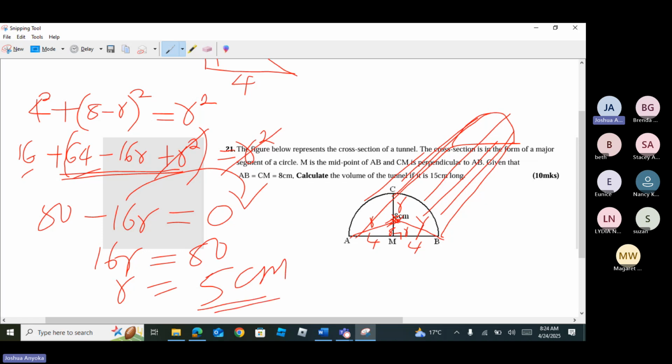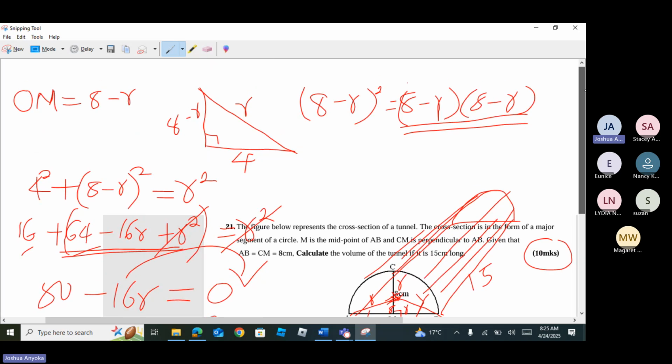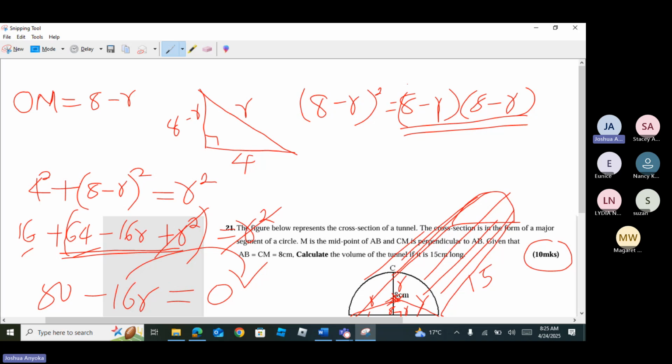So we have now worked out the radius. The question has 10 marks, so you are likely to do a lot. So the radius is 5 centimeters, and the length is 15. With this radius now, we can go ahead and find the volume of the tunnel. This tunnel is in the form of a prism.